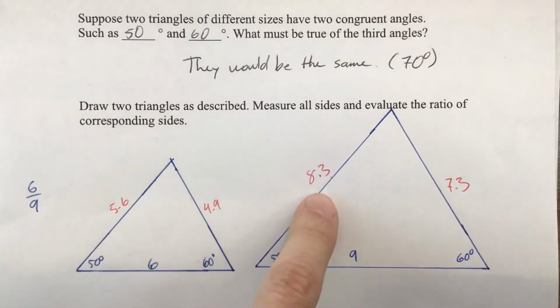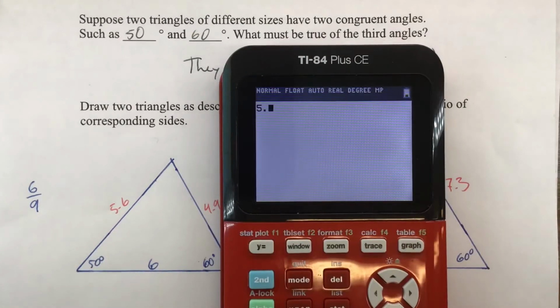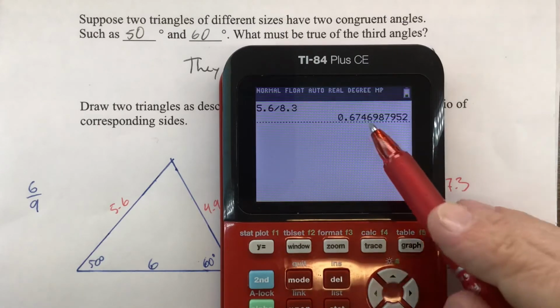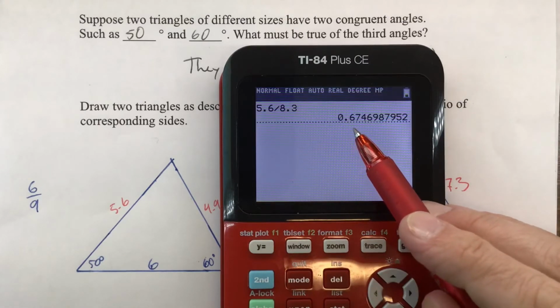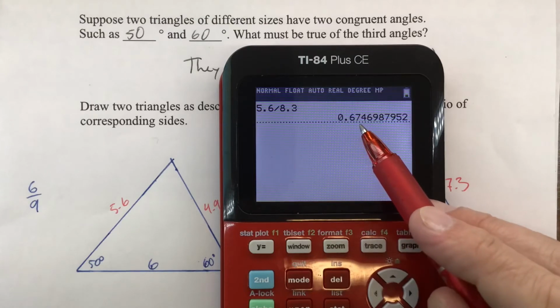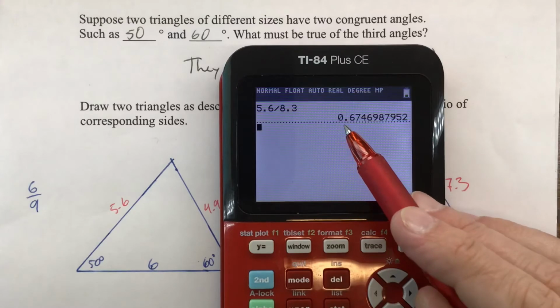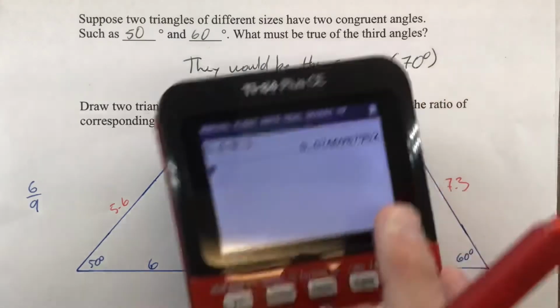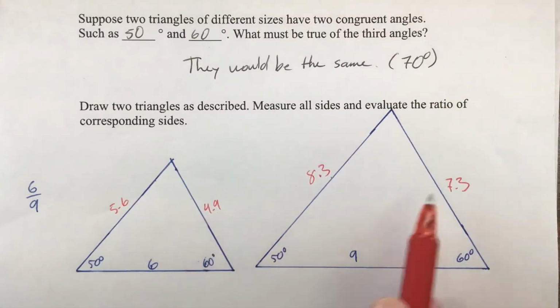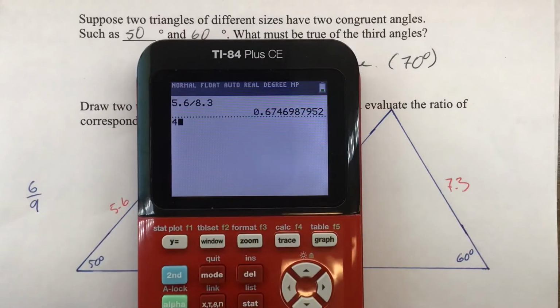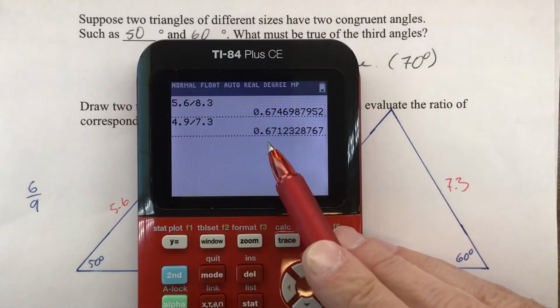Okay, I'm going to take these two numbers, 5.6, divide that by 8.3. We don't get 0.6 repeating, but we get very, very close to it. We get 0.67, which is really close, and that repeating 6 would actually round off as 0.67. So this is pretty darn close. We'll go ahead and take these two. We got 4.9 divided by 7.3, which also comes back as about 0.67.